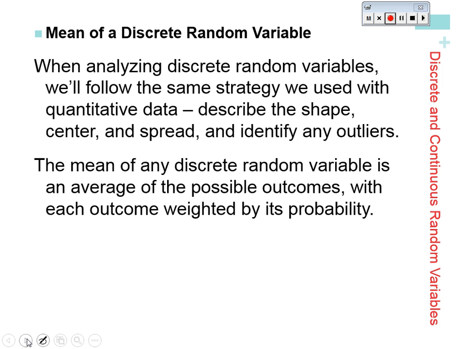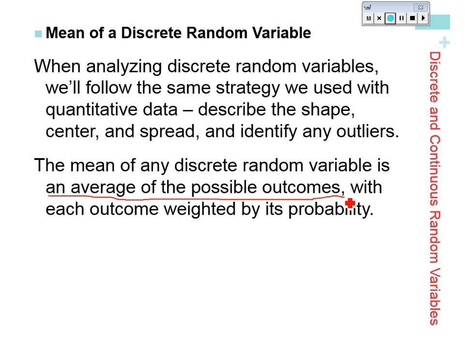So what we're going to look at next in regards to discrete random variables is how to find the mean and the standard deviation for a discrete random variable. As we take a look at those two concepts here, the mean of any discrete random variable is an average of all the possible outcomes.